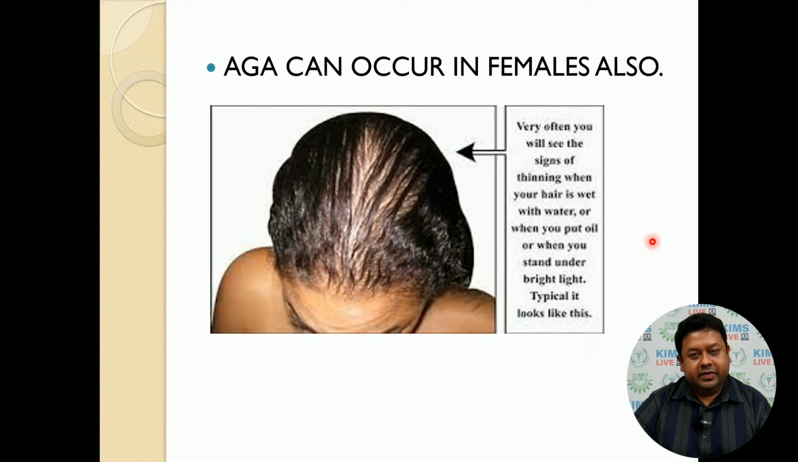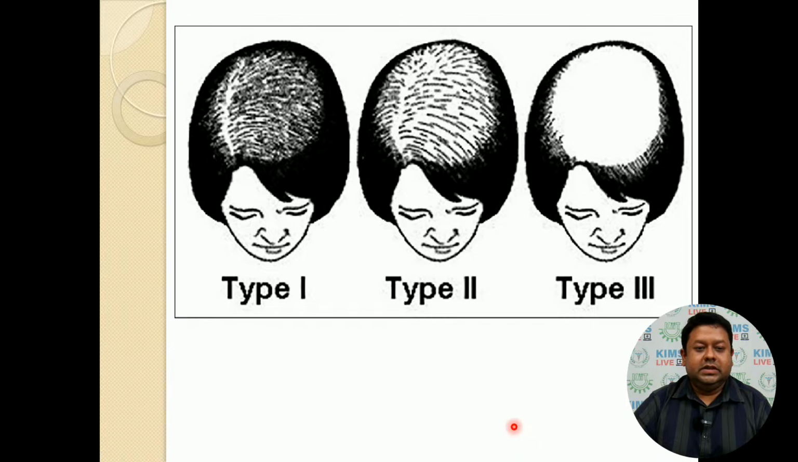It can also occur in females. Very often you will see signs of thinning when your hair is wet or oil application is there, or when you stand directly under the light. So these are the three types of female hair loss or genetic hair loss, where there is thinning in type 1 and complete baldness in type 3.